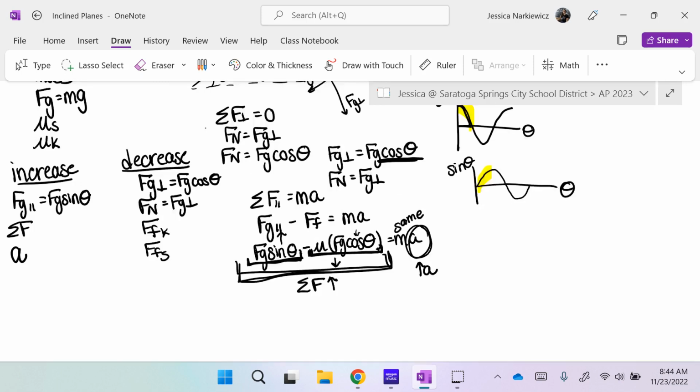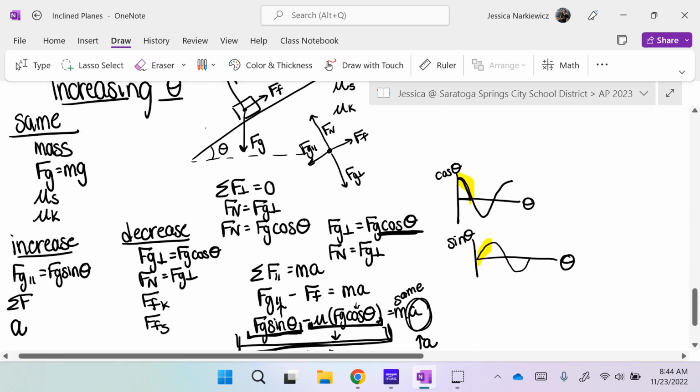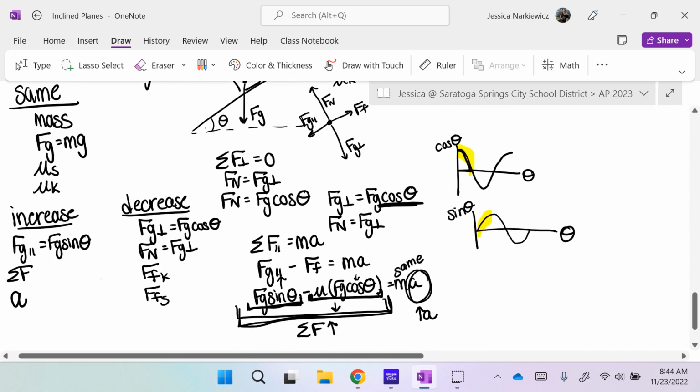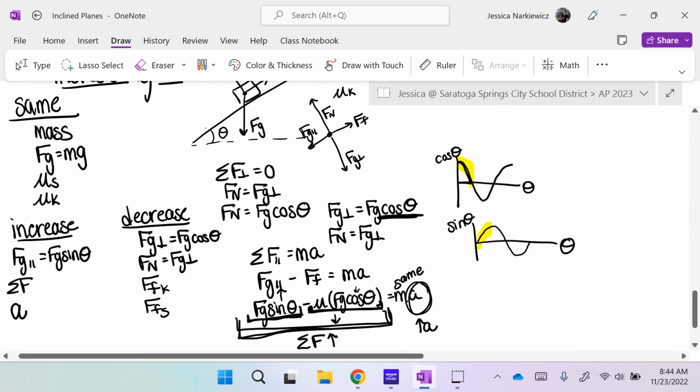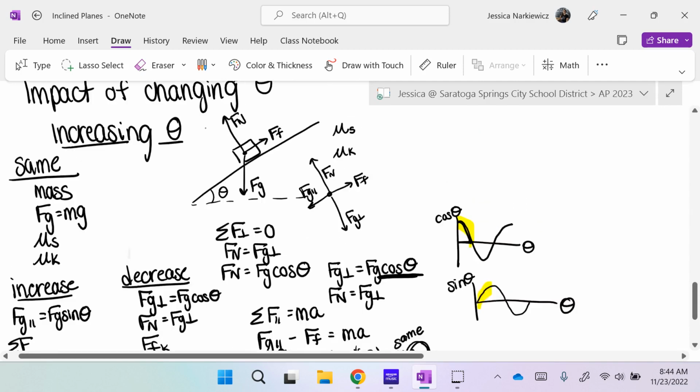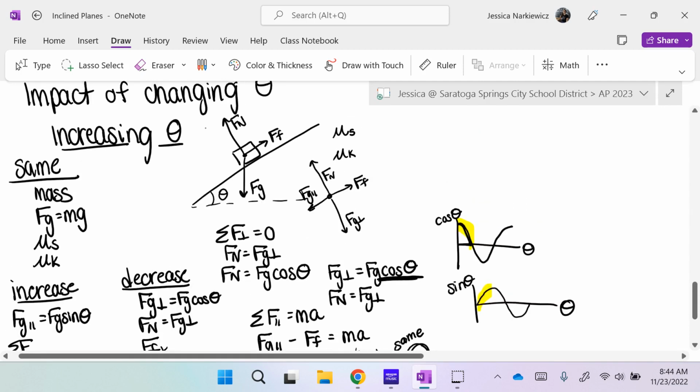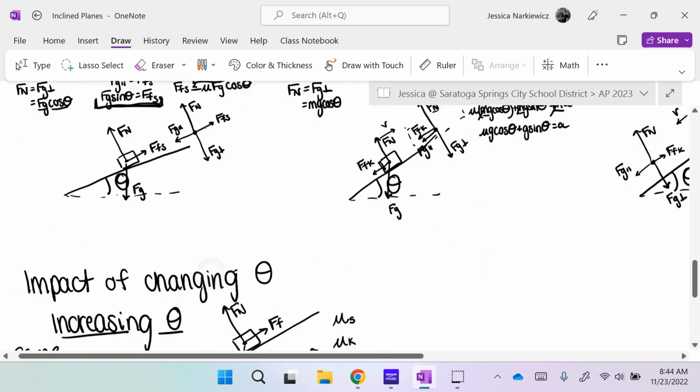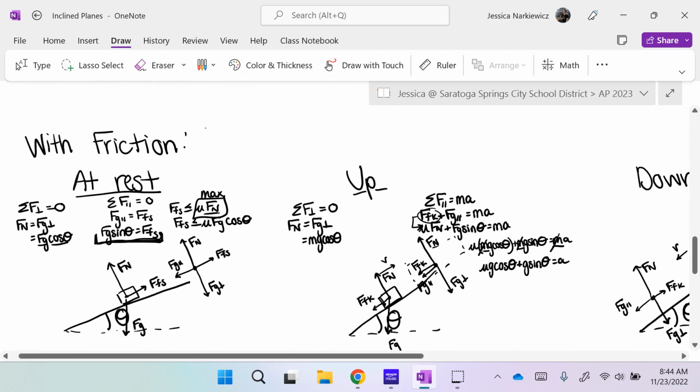So those are how increasing the angle is going to change all those different factors. Decreasing the angle would just do the opposite, so that's why I'm only covering increasing the angle. Okay, and that's kind of the basics of inclined planes. We'll do lots of practice in class.